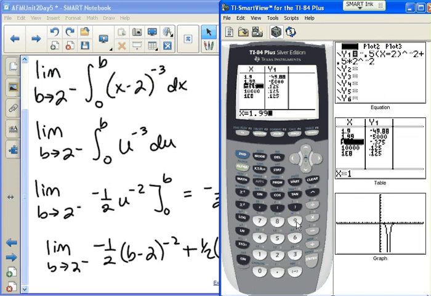So it appears that we are heading towards negative infinity in this case. So we diverge because we're going toward negative infinity.